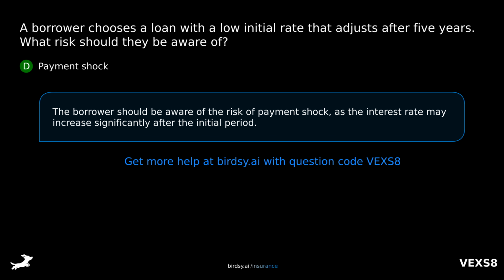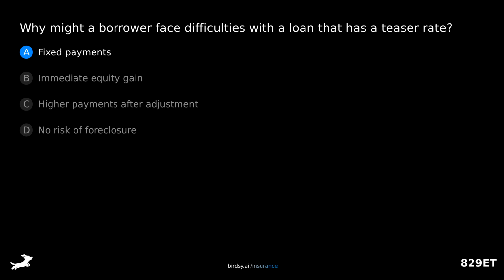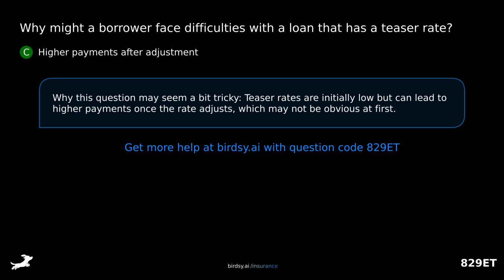Why might a borrower face difficulties with a loan that has a teaser rate? Is it A, fixed payments? B, immediate equity gain? C, higher payments after adjustment? Or D, no risk of foreclosure? The answer is C, higher payments after adjustment. This question may seem a bit tricky. Teaser rates are initially low, but can lead to higher payments once the rate adjusts, which may not be obvious at first.